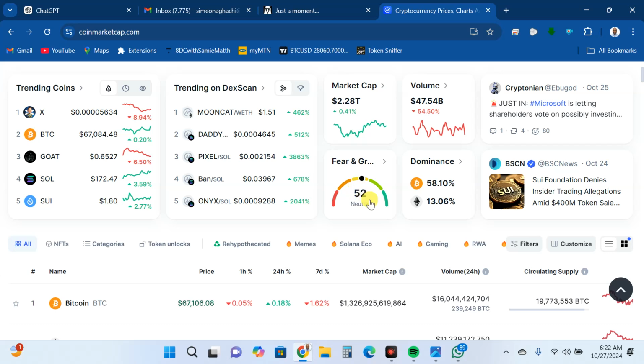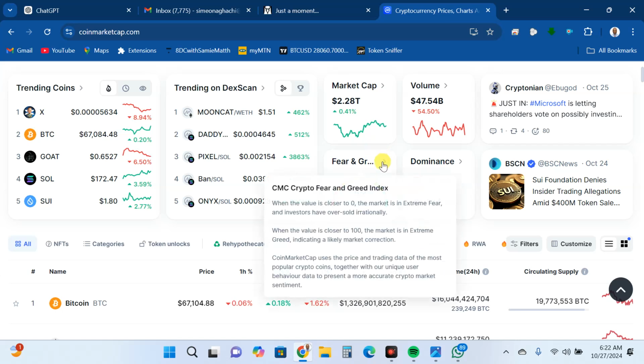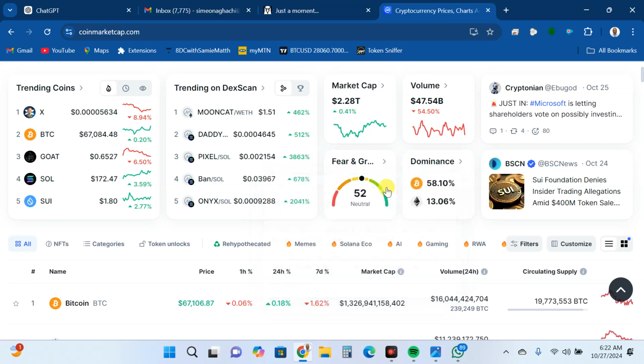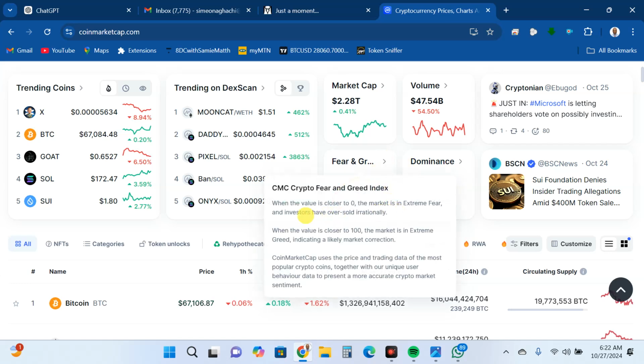This is called the Fear and Greed Index. It tells you at any point in time the overall market sentiment, the overall feeling and mindset, what people are saying about the crypto market and what action they are actually taking based off major positive or negative news releases. If you click this, you're going to see more details, where it tells you that when the value of the Fear and Greed Index is close to zero, then the market is in extreme fear and investors have oversold irrationally.